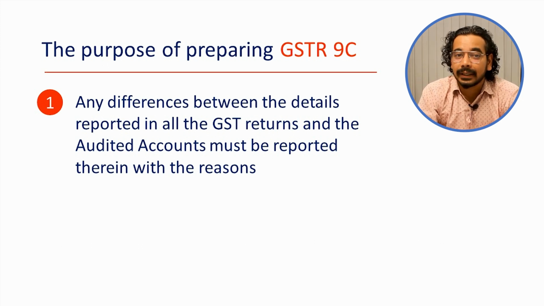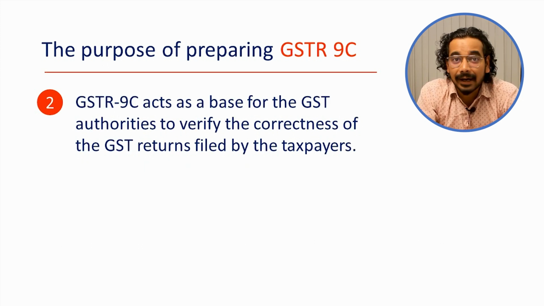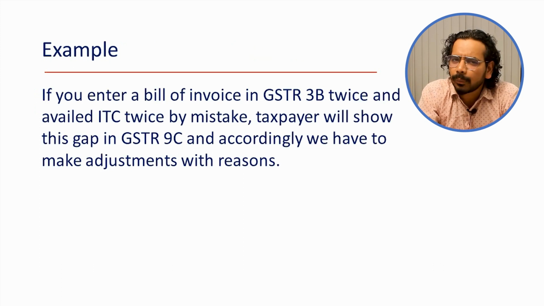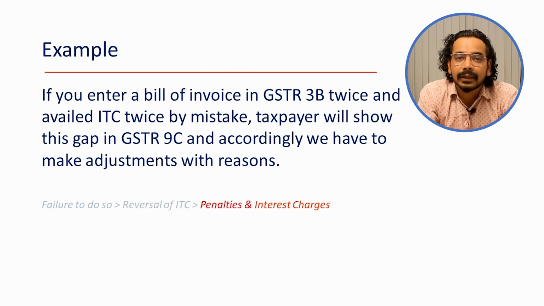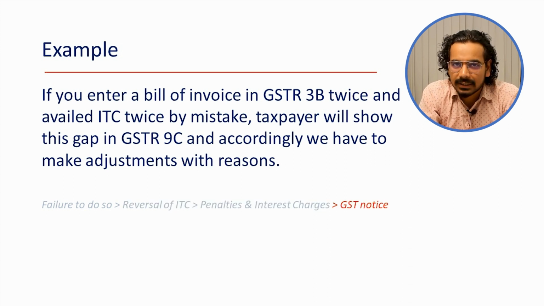with the reasons. In a simple way, GSTR-9C acts as a base for the GST authorities to verify the correctness of the GST returns filed by the taxpayers. For example, if you enter a bill or invoice in GSTR-3B twice and availed ITC twice by mistake, the taxpayer will show this gap in GSTR-9C and accordingly we have to make adjustments with reasons. If we fail to do so, there will be reversal of ITC, interest charges, GST notices, all of which will impact your working capital.